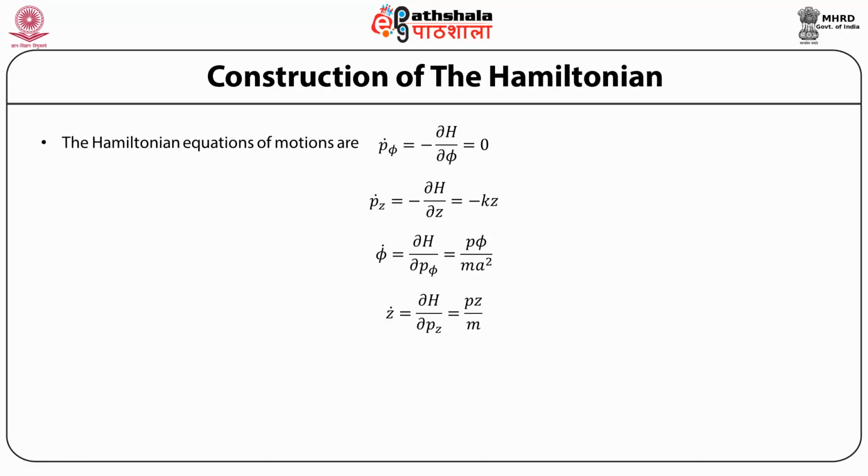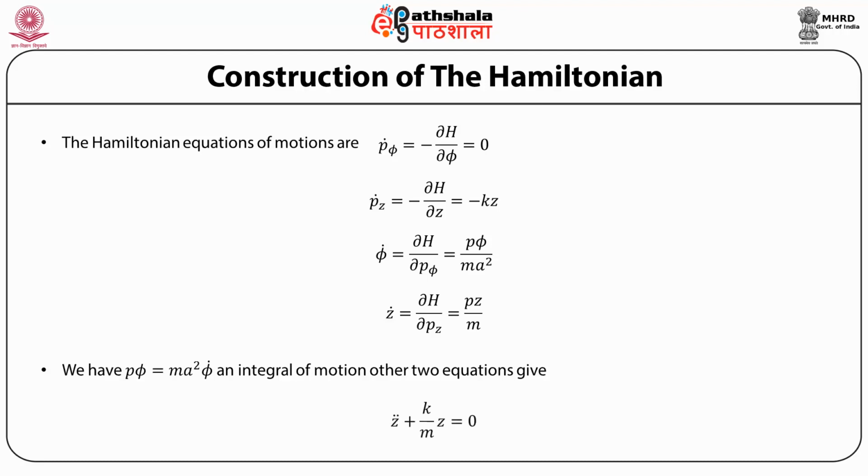From the first equation, which says p phi dot is equal to 0, we have that p phi, equal to m a squared phi dot, is an integral of motion. So the first equation gives us an integral of motion, where p phi is a constant. The other two equations can be combined to give us z double dot plus k by m times z equal to 0, which is the equation of an oscillator. And the solution is straightforward.